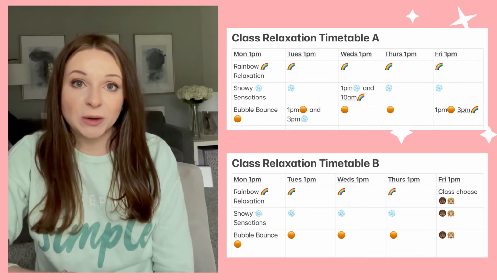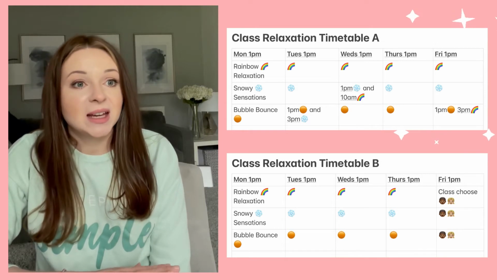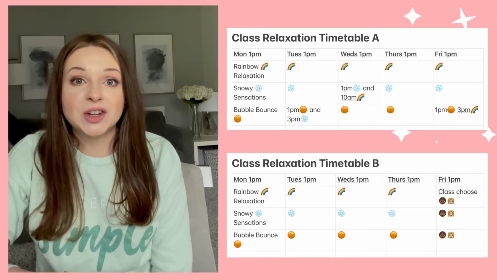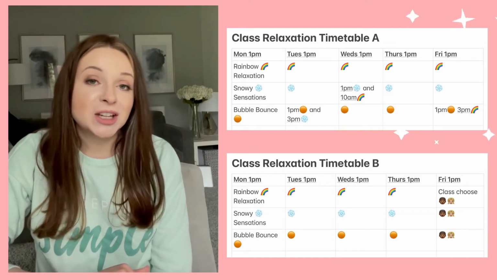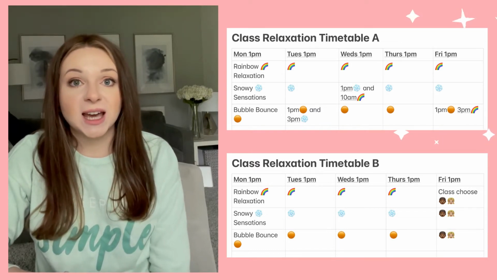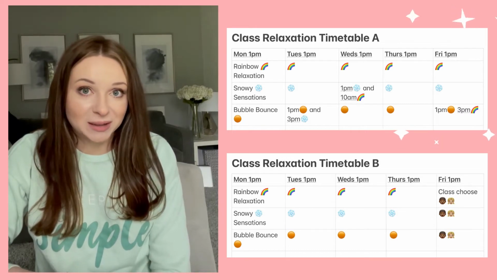And then start week 1 of your relaxation practice by choosing one of my videos. So for example, let's say week 1, you start with rainbow relaxation. So you will watch the video on Monday, Tuesday, Wednesday, Thursday, and Friday at the same time. So that will be 5 times a week.